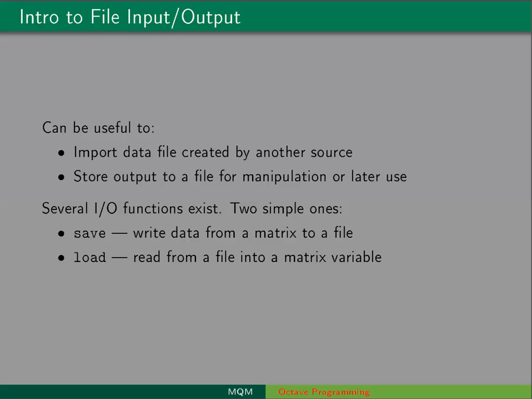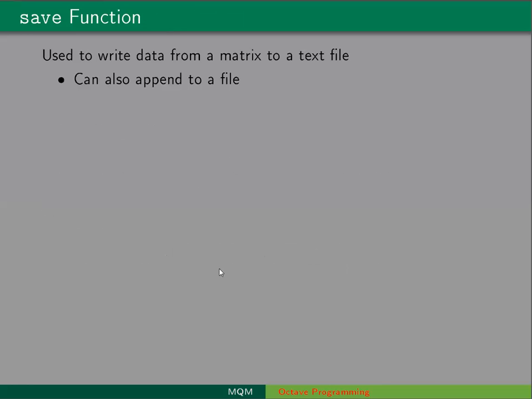There are many file I/O functions in Octave, and we're just going to look at two simple ones in this video. We have the save function and the load function. Save is used to write data from a matrix in Octave to a file, and load does the opposite. It reads data from a file and assigns that to a matrix variable in Octave. In this video, we'll look at the save function and an example, the load function and a simple example, and then another example combining the load function and some plotting.